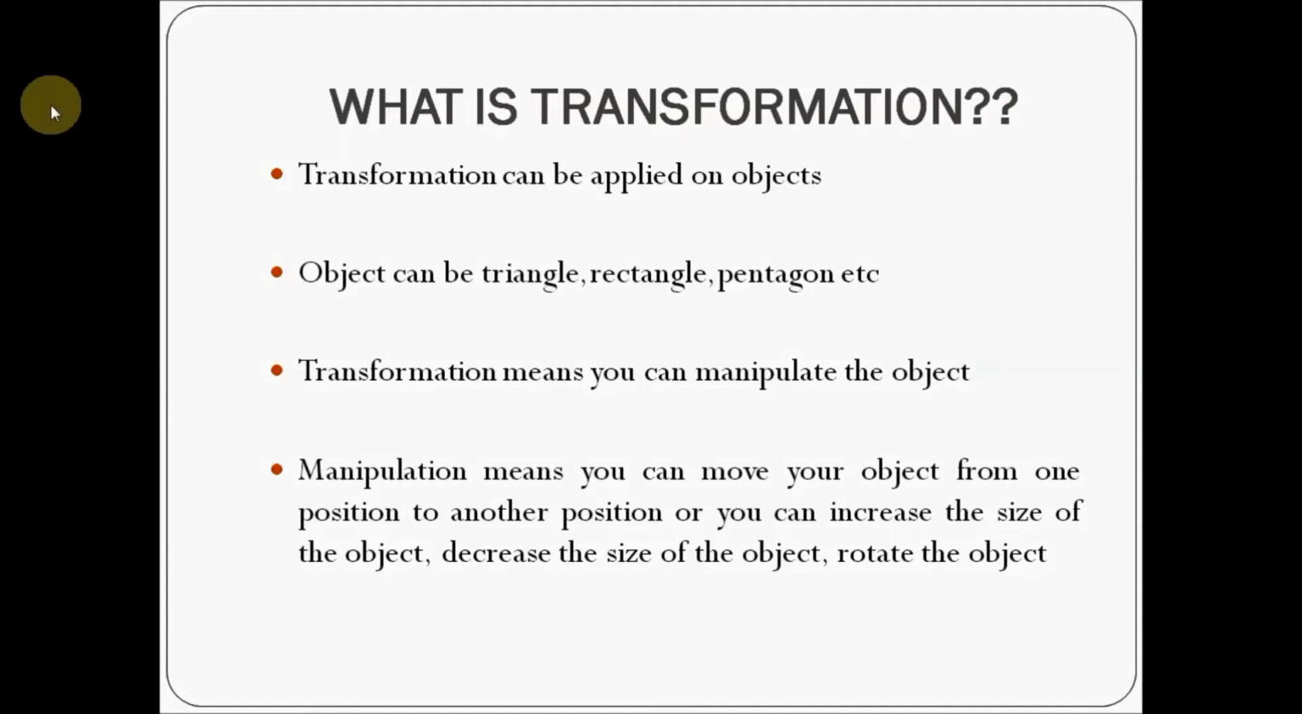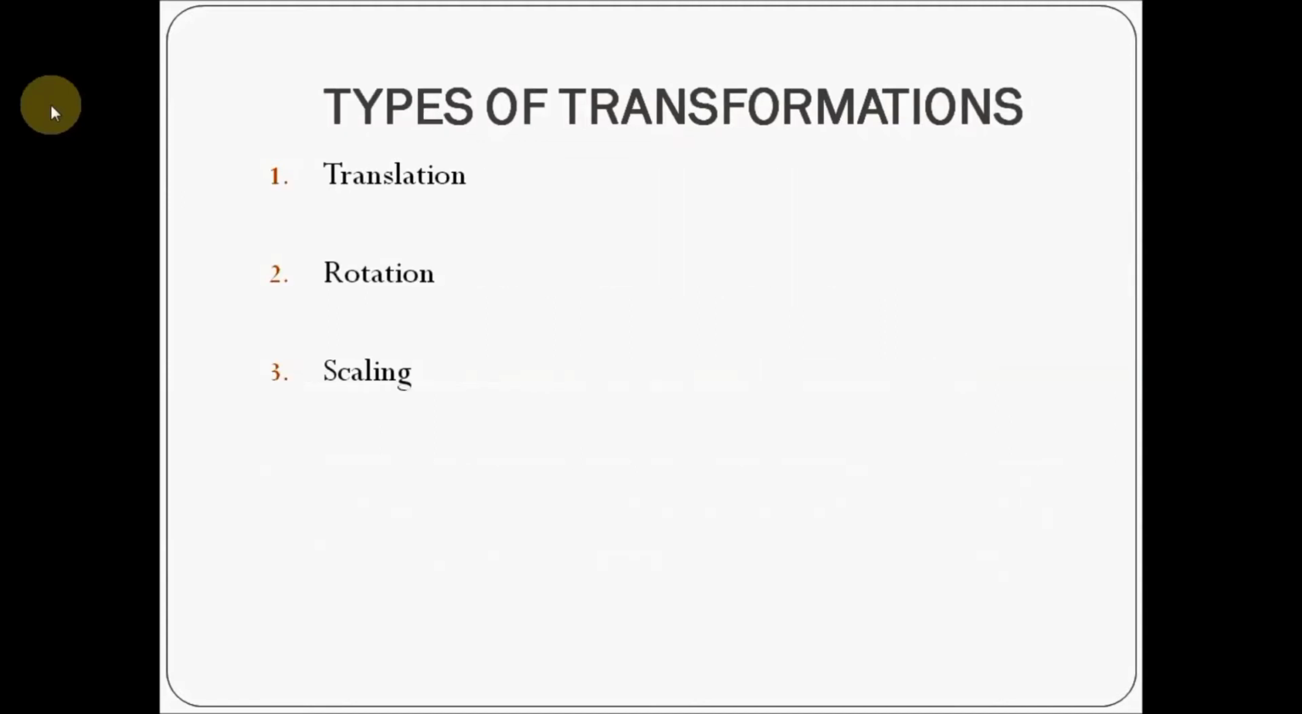Now what are the different types of transformations? In transformation, mainly in 2D transformation, here I am considering three types. The first one is translation, the second one is rotation, and the third one is scaling. These are the three different types of transformations that can be applied on two-dimensional objects. Here I am talking about 2D transformations. Now we will see each of these transformations in detail.